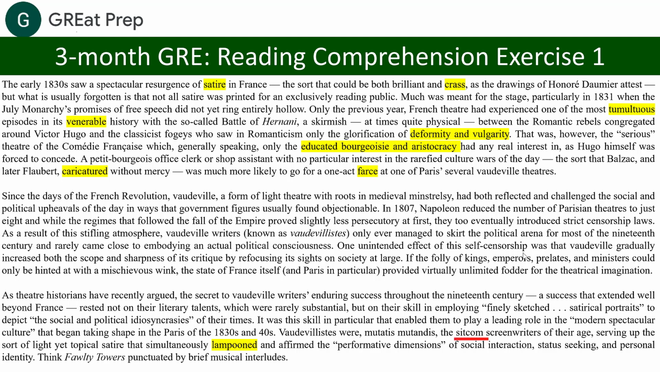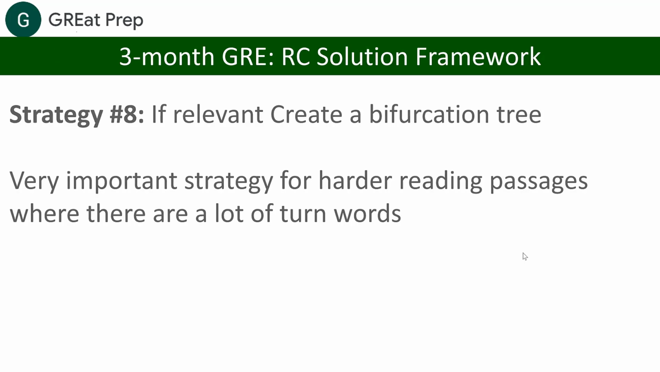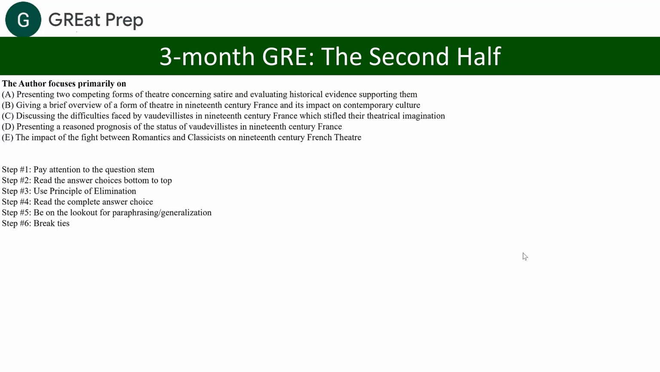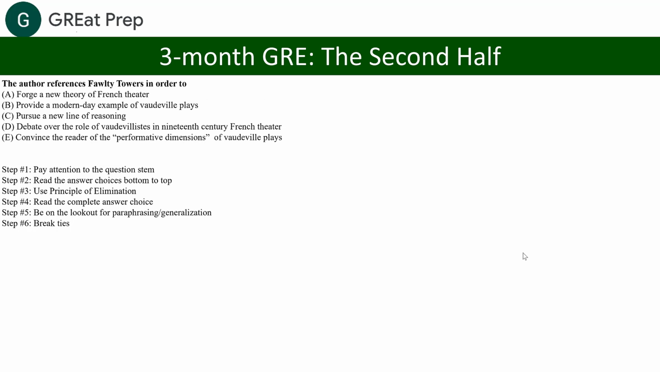Sitcom stands for situational comedy. I do not expect you to really know that for the GRE, but it's enough for you to understand that the word Fawlty Towers has been used to support a previous idea, right? Which is very clear when you read the previous sentence. So it is not a new line of reasoning. He's not pursuing a new line of reasoning. There's no debate. It is supporting a previous idea. So answer choice B, provide a modern day example of vaudeville plays. That seems in the right spirit. It's supporting an idea, so we can leave B.